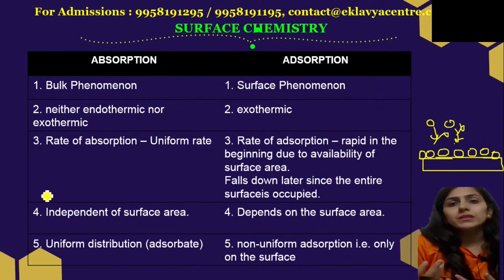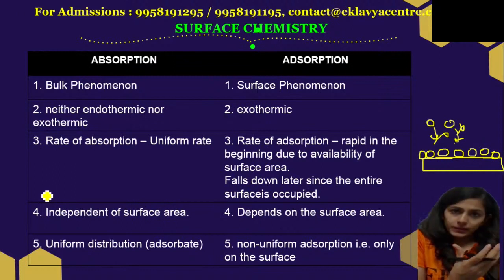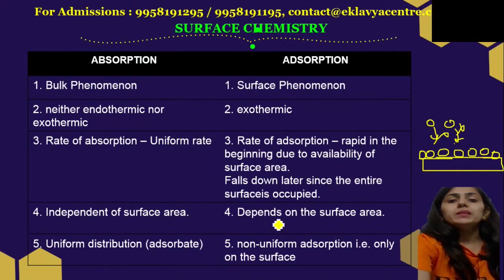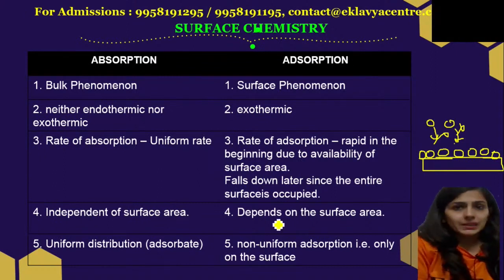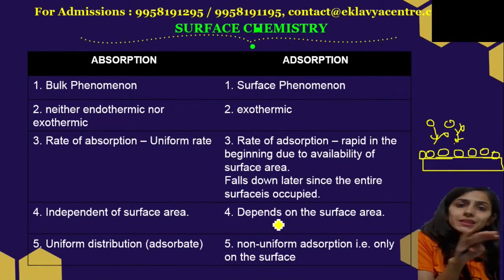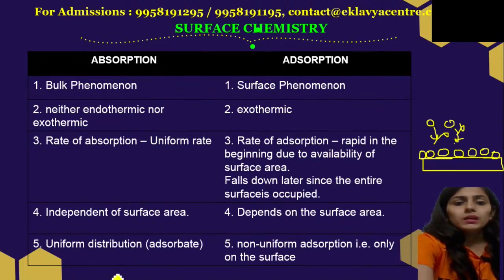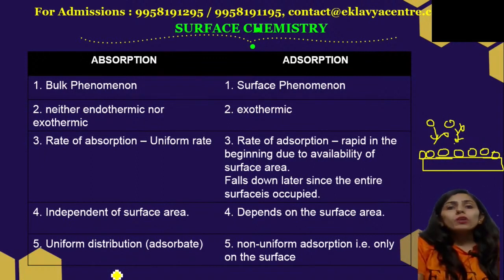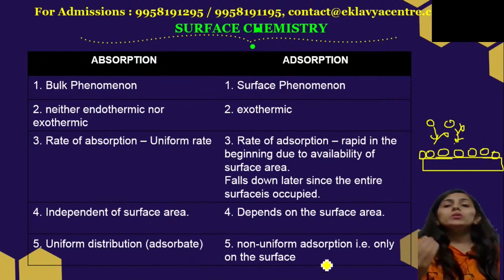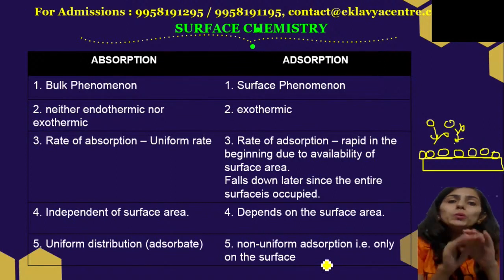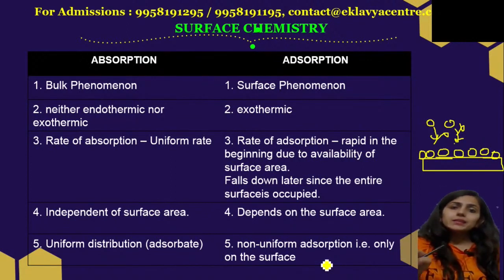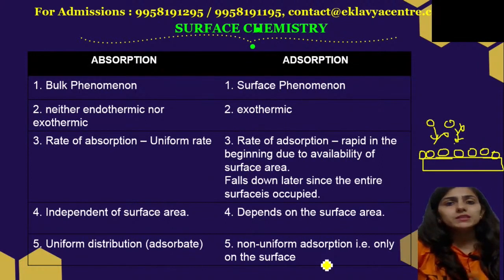Absorption is independent of the surface area because it's a bulk phenomenon, right? The molecules have to enter inside the bulk also. But adsorption depends on the surface area, because the molecules just have to settle down on the surface. In absorption, the adsorbate gets uniformly distributed, but adsorption is non-uniform, that is, only on the surface. Yes, we know that the particles of adsorbate get adsorbed only on the surface of the adsorbent. I hope this is very clear to you.